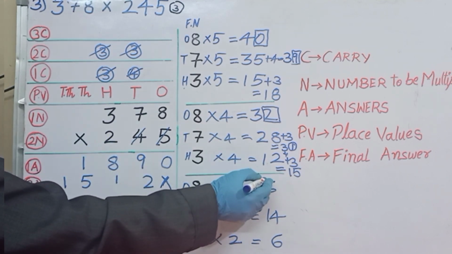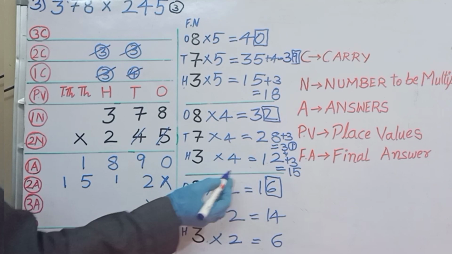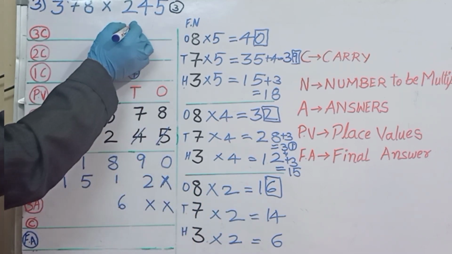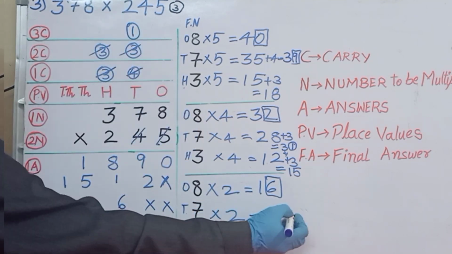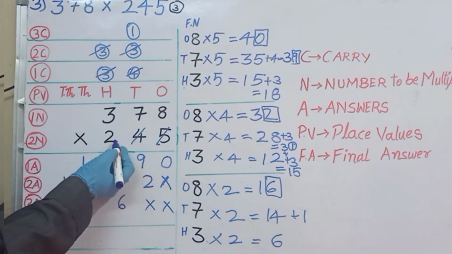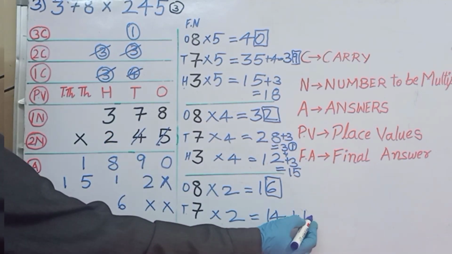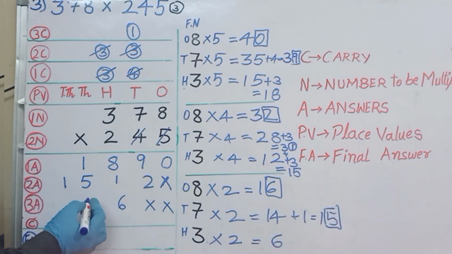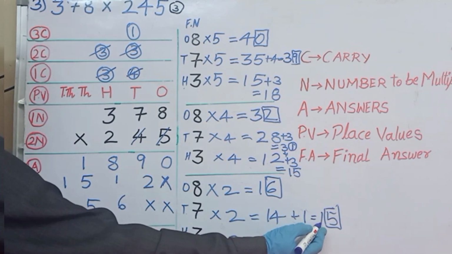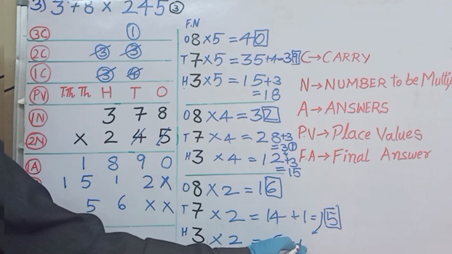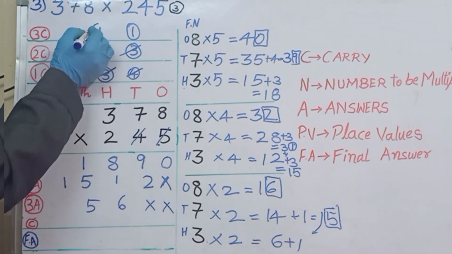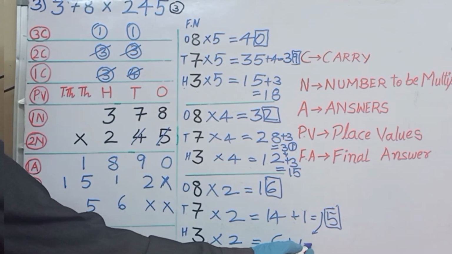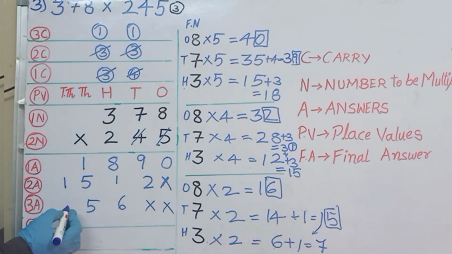So the answers are here. 2 8s are 16. So first number we will write here and 1 will go as a carry to its tens place. That is, we will write here. Since 2 7s are 14 plus 1 is 15, this ones place number will be written here and again this 1 will go as a carry to its beside number, that is on hundreds place. So what we get? 2 3s are 6 plus 1 is 7. So we'll write 7 here.